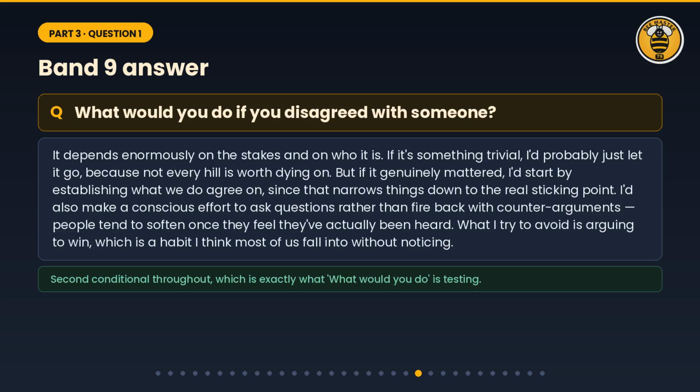Listen to the conditionals here. It depends enormously on the stakes and on who it is. If it's something trivial, I'd probably just let it go, because not every hill is worth dying on. But if it genuinely mattered, I'd start by establishing what we do agree on, since it narrows things down to the real sticking point. I'd also make a conscious effort to ask questions rather than fire back with counter-arguments. People tend to soften once they feel they've actually been heard. What I try to avoid is arguing to win, which is a habit I think most of us fall into without noticing.